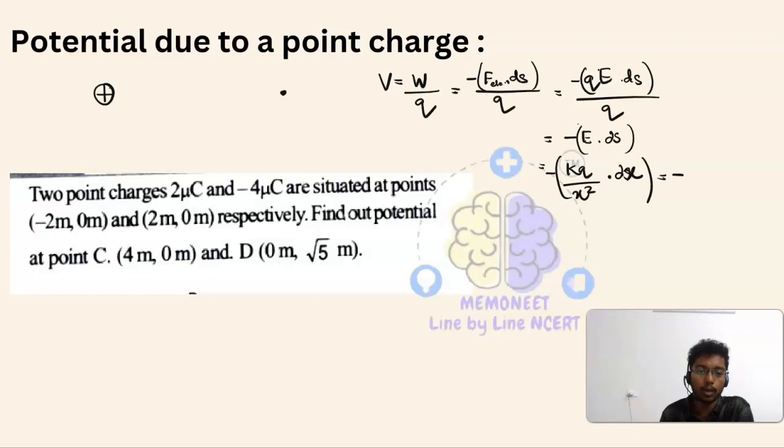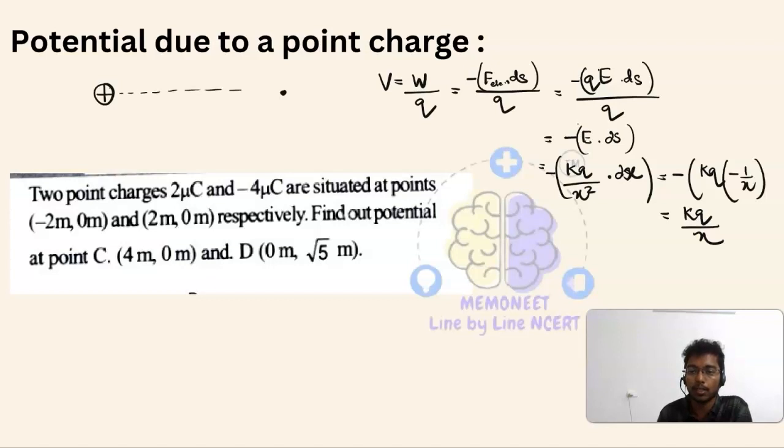So minus of kq whole into integration of 1 upon x square. If we integrate it, it is minus of 1 by x. So this will be equal to kq upon x. So if I have a charge here, and we have to find the potential at point P, which is at distance x, the potential is equal to kq upon x. In the question over here, we have 2 point charges situated at this point and this point.